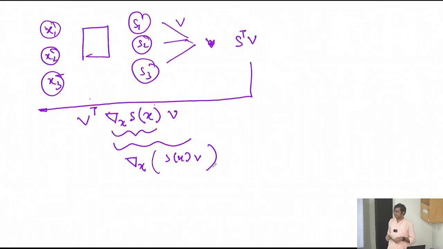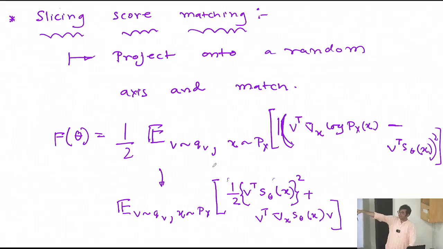Correct. So we are not matching in one axis. We are taking expectation with respect to all the axes, right? So that V is keeping on changing. The axis where you are projecting, that projection matrix is changing.